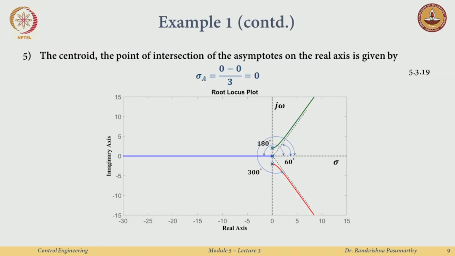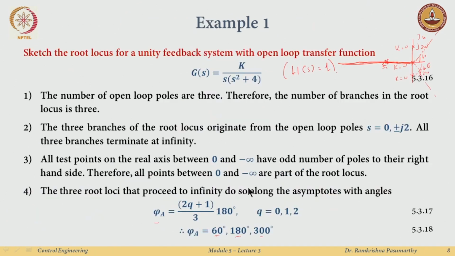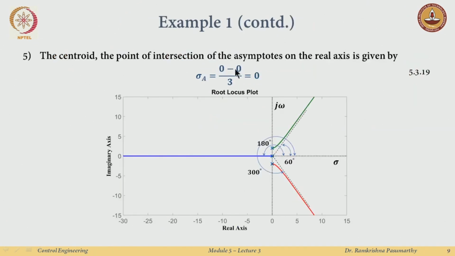Next, where do these asymptotes originate? I just look at this formula for computing the sum of the real parts of the poles minus the real parts of the zeros, divided by n minus m. This is 0 minus 0 and 0 from the poles, so this is 0. These asymptotes actually start here and go outward, meeting exactly at this point. So now, how will the root locus look?